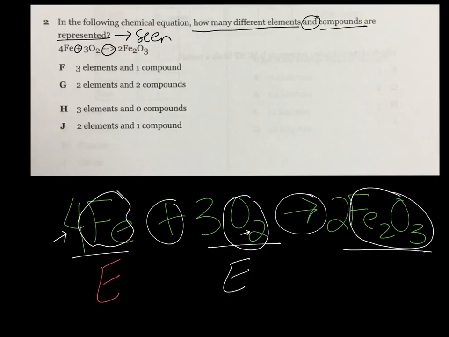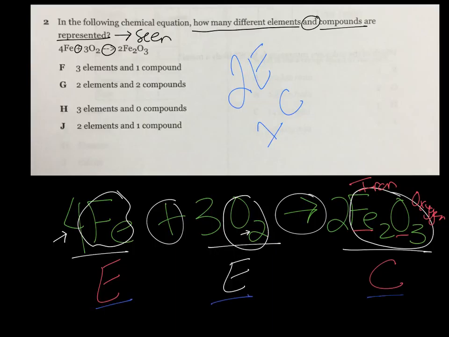Fe2O3. Again, the large number doesn't affect it. Is that an element or a compound? Great job. That one right there is a compound because you have two different elements. You have Fe, which is iron, and then you have O, which is oxygen. So based on this, how many different elements and different compounds do we have here? Great job. We have 2 different elements and we have 1 compound. 2 elements came from 1, 2, 1 compound from right there.